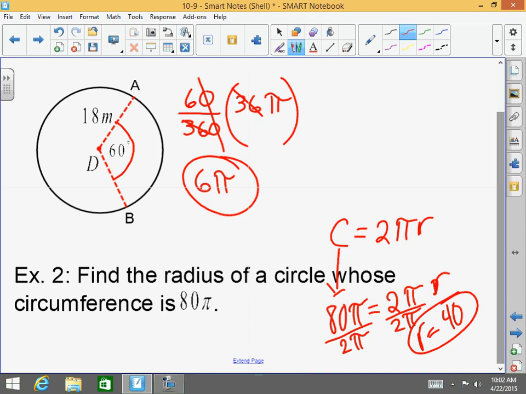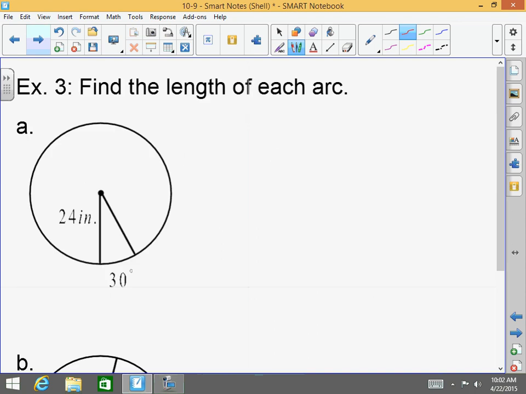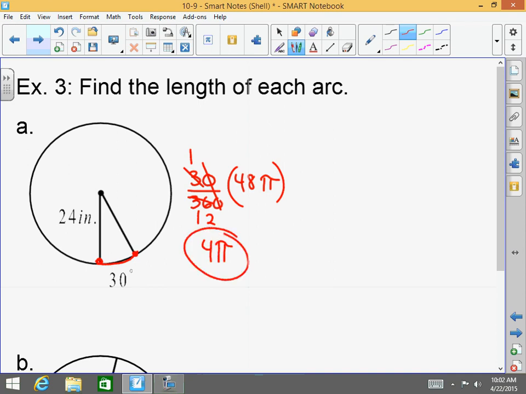Okay? Alright. Find the length of each arc. I want to find the length of this arc right here. So, I have my arc measure, 30 over 360 times my circumference. So it's 2 pi r, so it's 48 pi. Get rid of this. That goes to 12. 48 divided by 12 is going to be 4 pi. It's that simple.